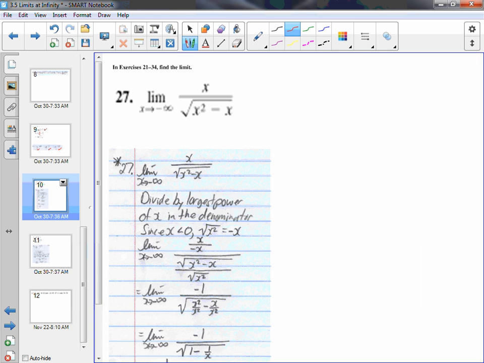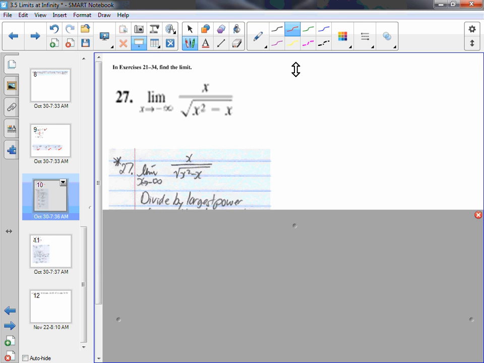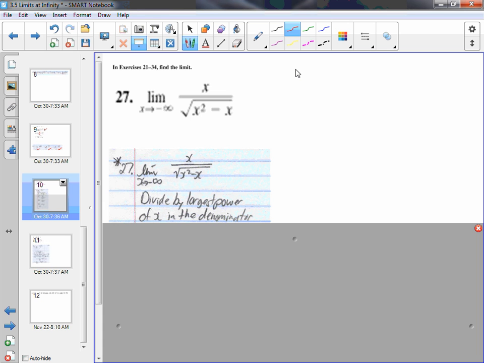All right, 27. Now, 27 requires some work. So find the limit. This time we have the limit as x approaches negative infinity of x over the square root of x squared minus x. Now, this is not a rational function, so we cannot apply our guidelines. But the technique of dividing by the largest power of x in the denominator is the technique we want to use. That's the technique that led to our guidelines, but it works even if it's not a rational function.